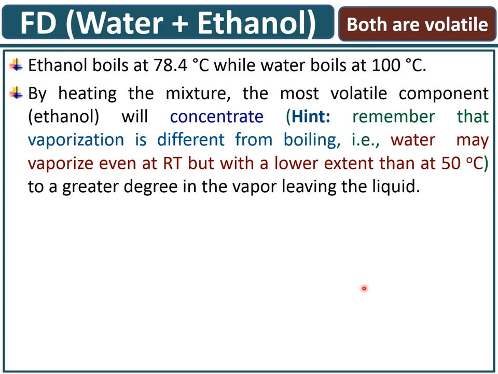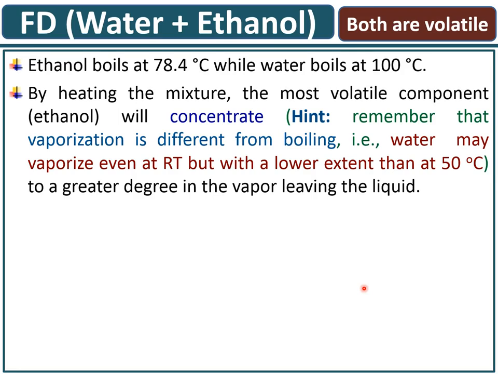Water and ethanol are actually examples which are not ideal. They are non-ideal because for ideal solutions, you expect that the boiling point of any composition of the mixture should be located between the boiling point of one component and the boiling point of the other component. The boiling point should be in between for any given composition.